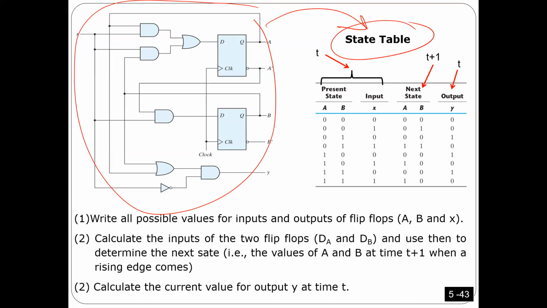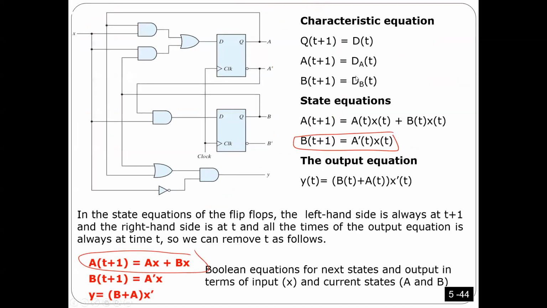Number two, I'm going to get one equation. Using this equation, I can calculate y. I'm going to get two equations here, and I'm going to calculate this one. Very simple. So how can you get the equation of y? This one we call the output equation.